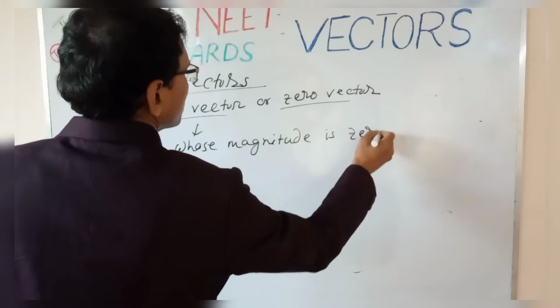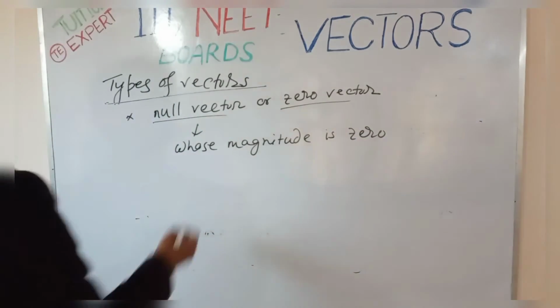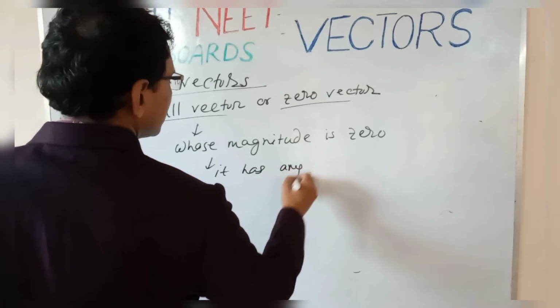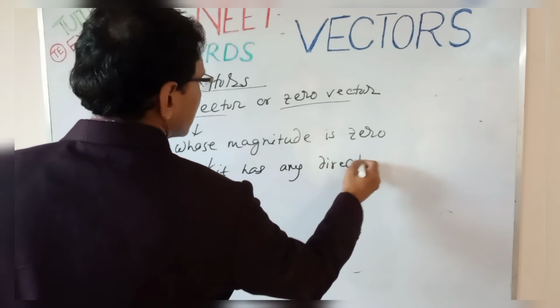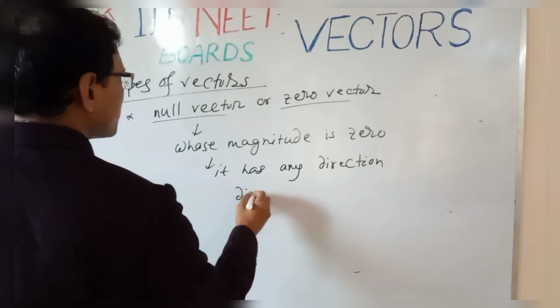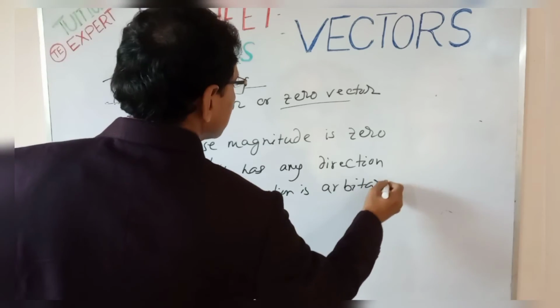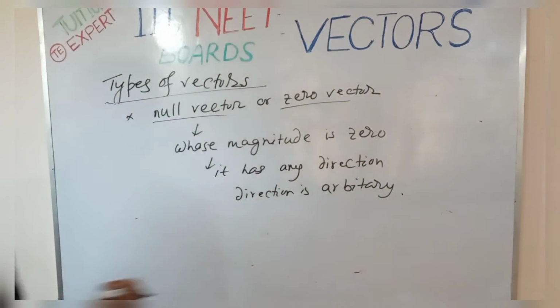Magnitude is 0, but it has a direction. It has any direction. That is, direction is arbitrary. It takes any direction.